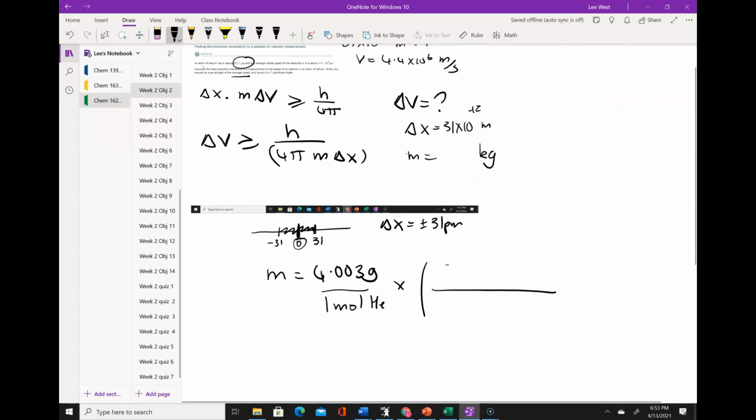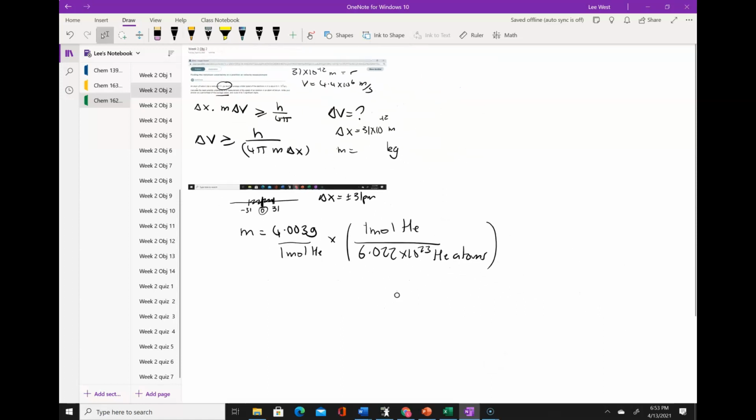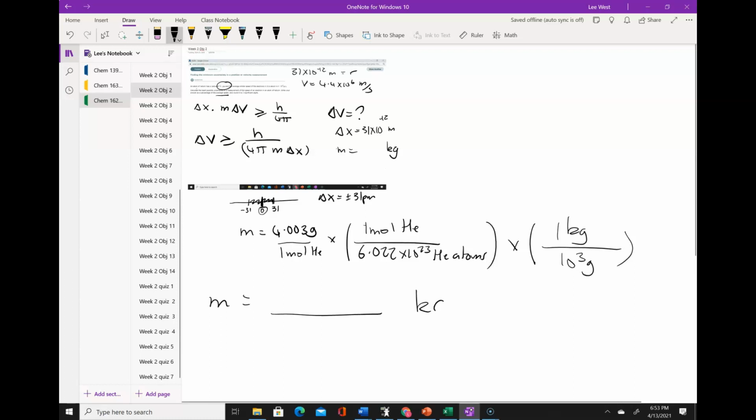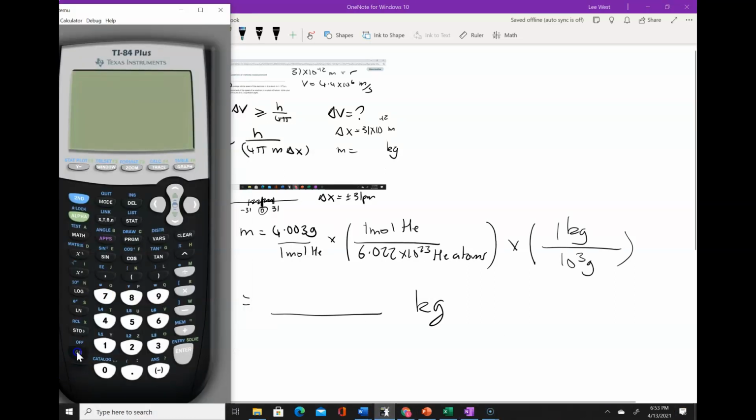So what I know is that in 1 mole of helium, there are 6.022 by 10 to the 23 helium atoms. So that'll get rid of my moles, and then I need to turn it into kilograms, and I know that 1 kilogram is the same as 10 to the 3 grams. So in this way, I'm able to get the mass of a single helium atom in kilograms, which is what I'm interested in. So here we go.